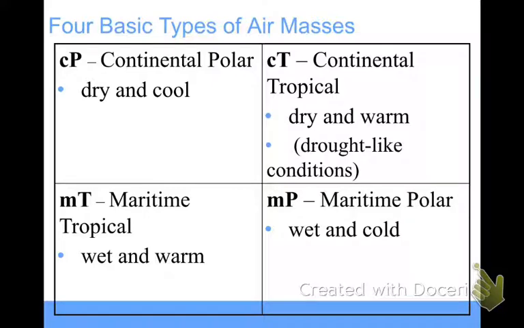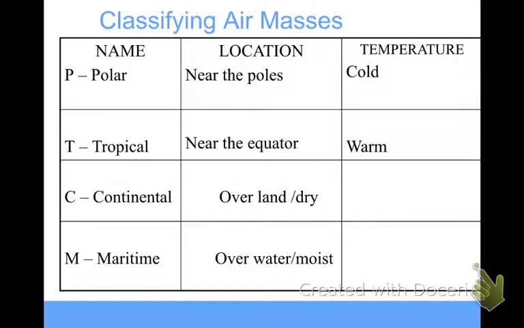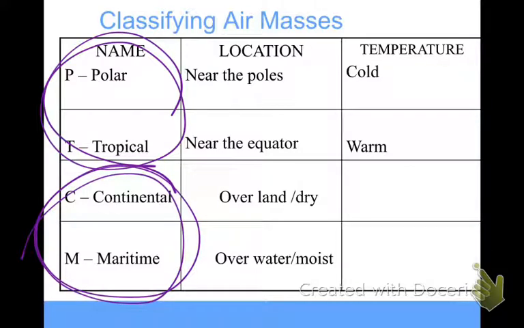Okay, so these are the 4 basic types of air masses, and all that happened here was the letters became combined. So I told you earlier that we name air masses based on their temperature and their moisture content. So you pick 1 temperature letter and you combine that with 1 moisture letter.